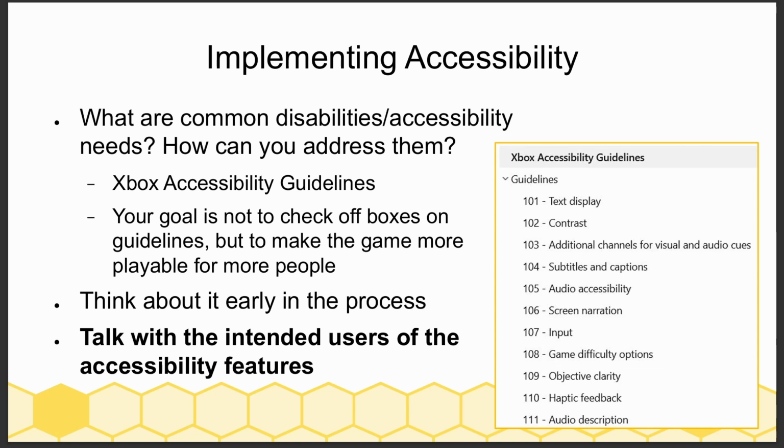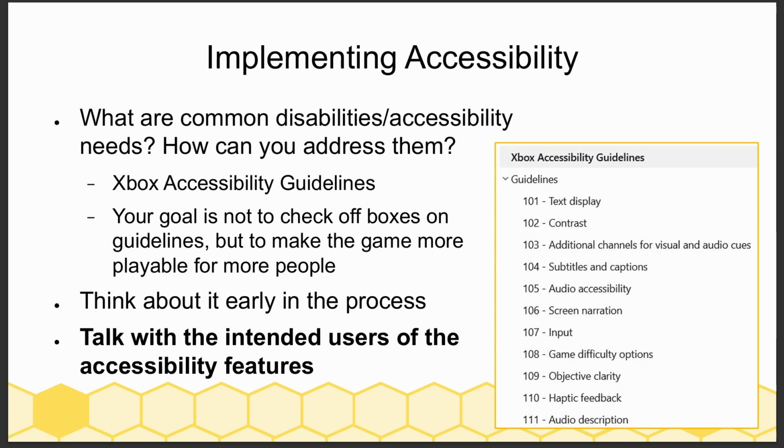Use the Xbox accessibility guidelines. Here's a screenshot of some example things that they have: text and sturdy contrast, subtitles. So there are guidelines you can go through to get some idea of some kinds of accessibility features that might be good.